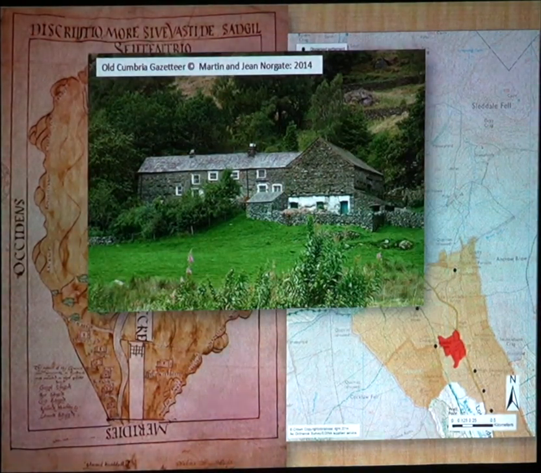This is Low Stockdale Farm. It's listed grade 1, no, it's not listed grade 1, it's listed grade 2, which is appalling really. It should be more than that. It's got 18th century extensions, but it is down as being late 16th or early 17th century. Well, I think if those maps are anything to go by, 1578, we can probably say that it is late 16th century and was built soon after this dispute was settled.